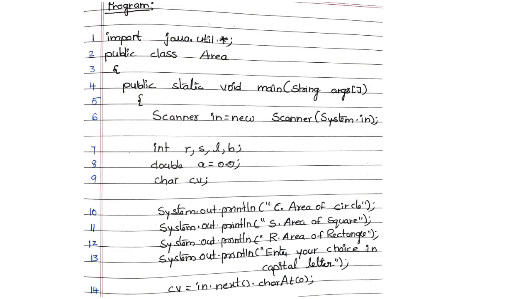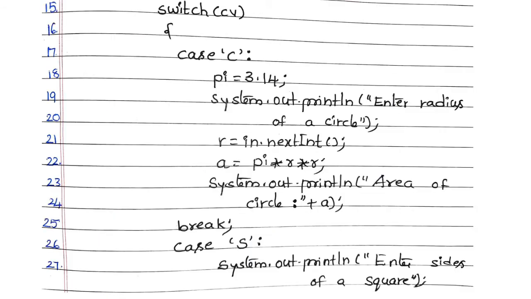Now, the next statement is cv = in.next().charAt(0). This is the input statement for a character in Java. Statements from 15 to 27: from the 15th statement, I have started the switch statement, with cv as the input variable for the switch statement, and I have started the first case, C.